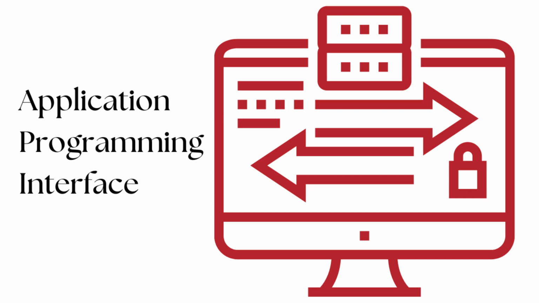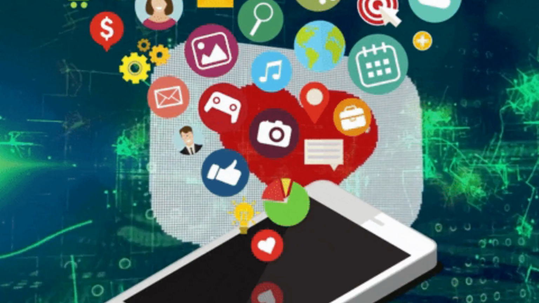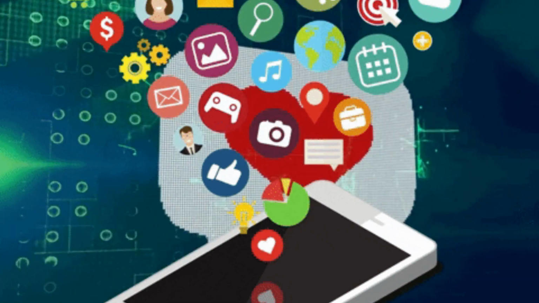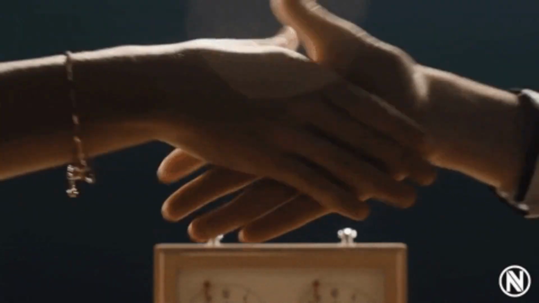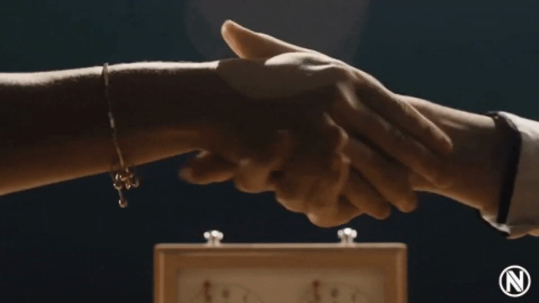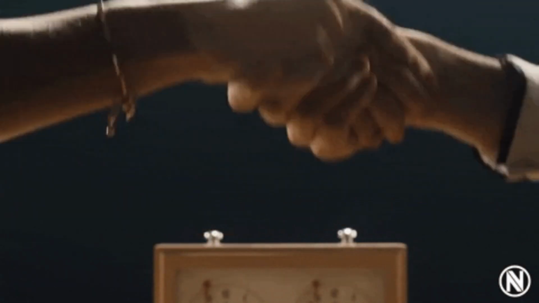One other term you need to know is the definition of an API. An API, which stands for Application Programming Interface, is a way for different software apps to communicate and share information with each other. Think of it as a messenger that allows two applications to talk to each other and exchange data in a predefined, agreed upon, and secure manner.